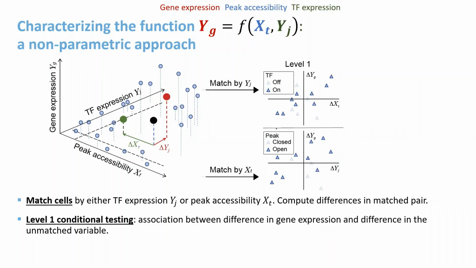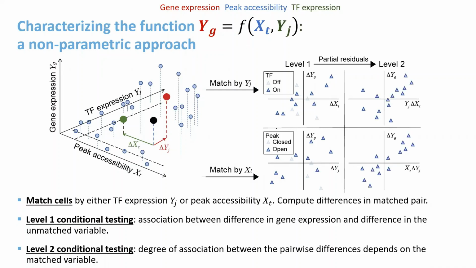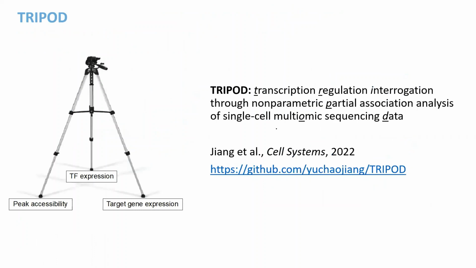Yeah. Okay, but this is level 1 testing. The level 2 testing is an additional step of testing. You want to test whether this correlation is further dependent on the variable that is matched for. Okay, so it's almost like an interaction effect in your linear model in this case. But again, we do this without the linear assumptions. So without going into the algorithm details, I'm just going to show you the package as well as the paper that has already been published.